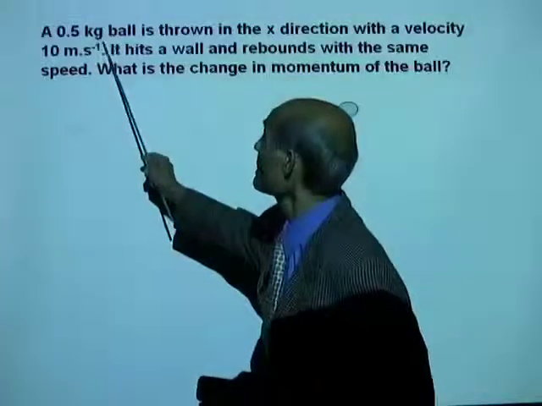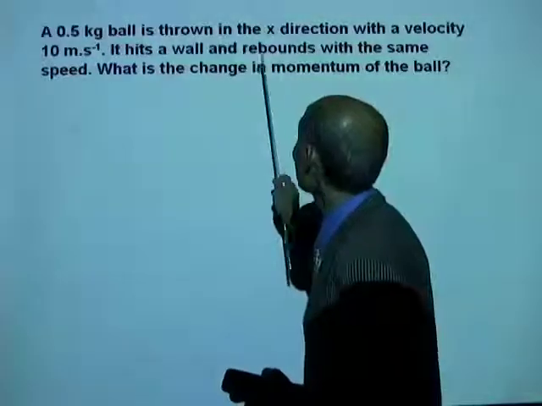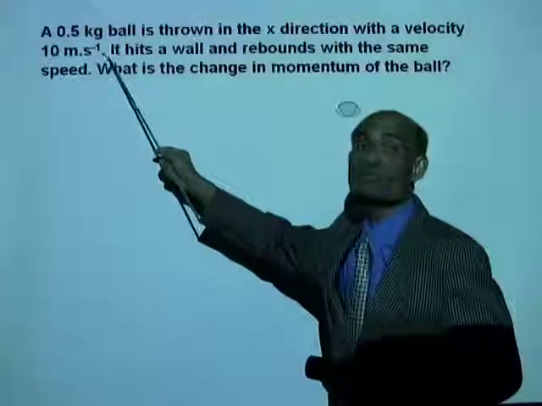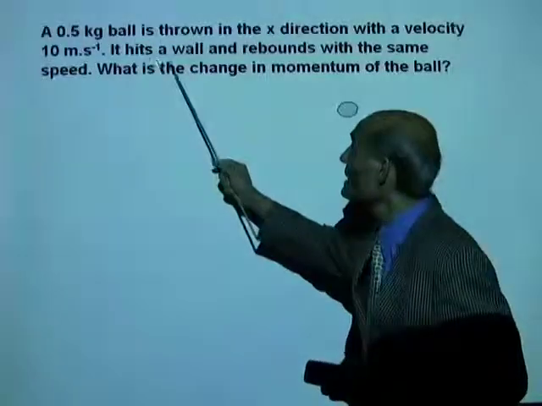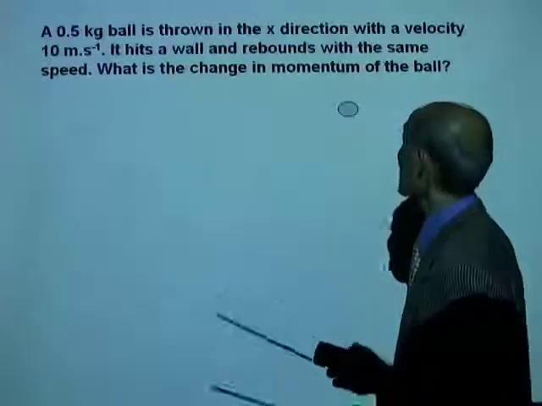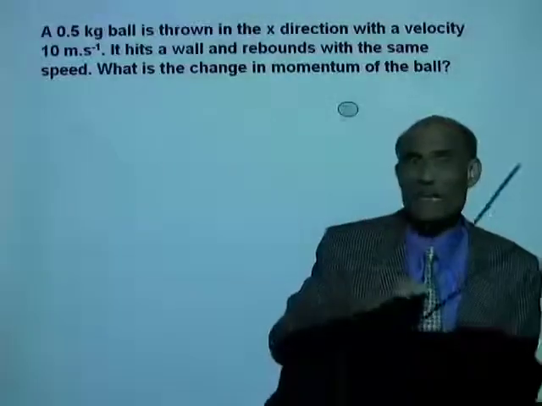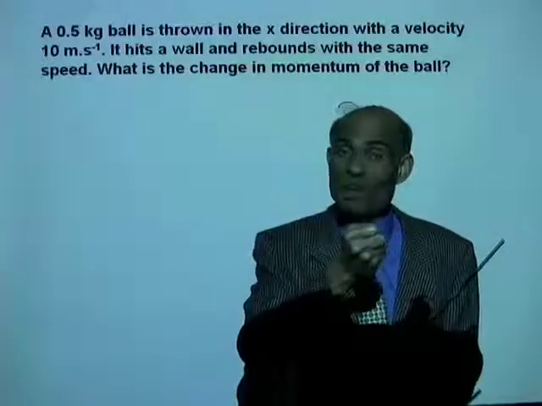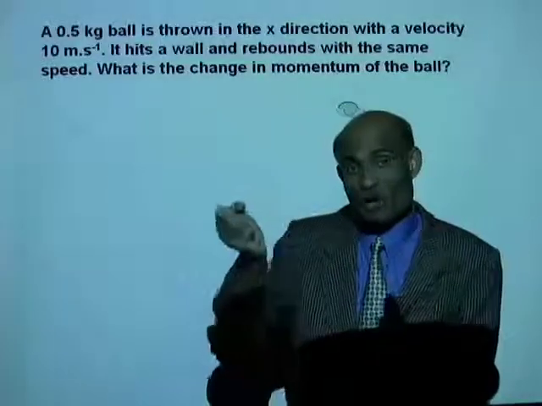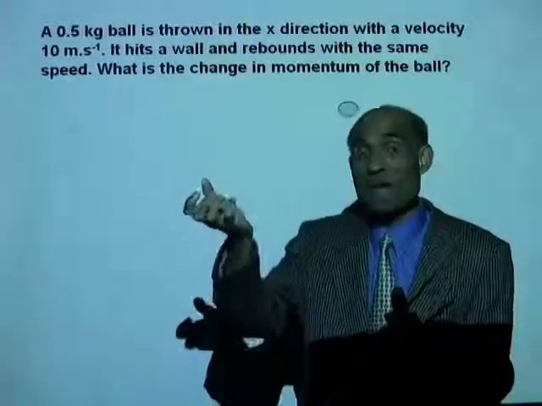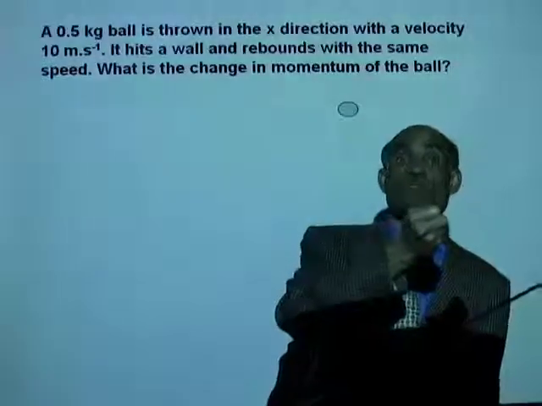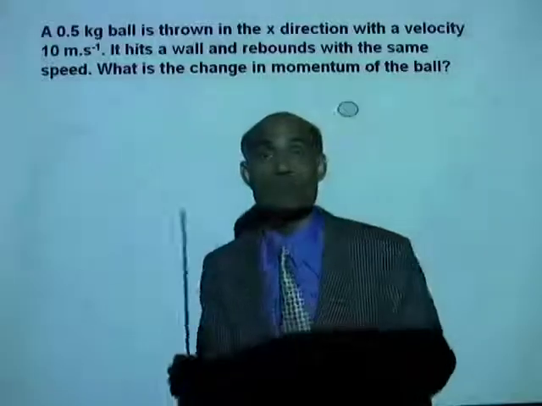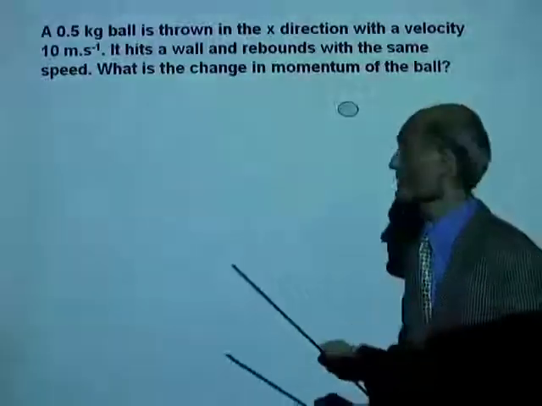A 0.5 kilogram ball is thrown in the x direction with a velocity 10 meter per second. It hits the wall and rebounds with the same speed. Well, same speed. If you want to talk in terms of velocity, the velocity of rebound has the same magnitude but opposite in direction. The question is, what is the change in momentum of the ball?